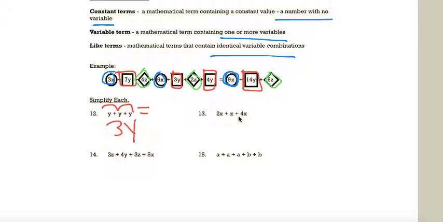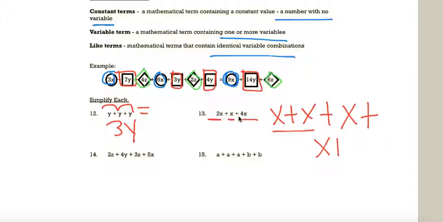Look at number 13. Now I have some more like terms. I have 2x's plus the 1x, which counts as just 1x, plus 4x's. 1, 2, 3, 4. How many total x's do I have? 1, 2, 3, 4, 5, 6, and 7. 7x.